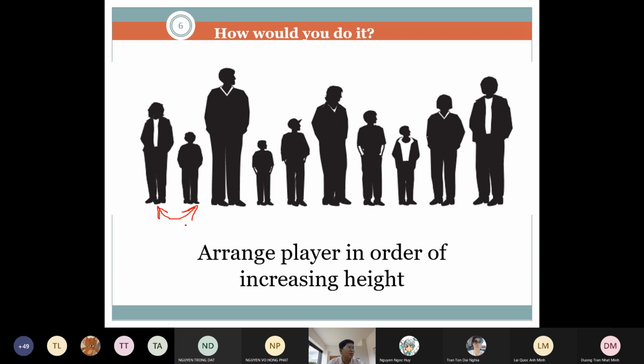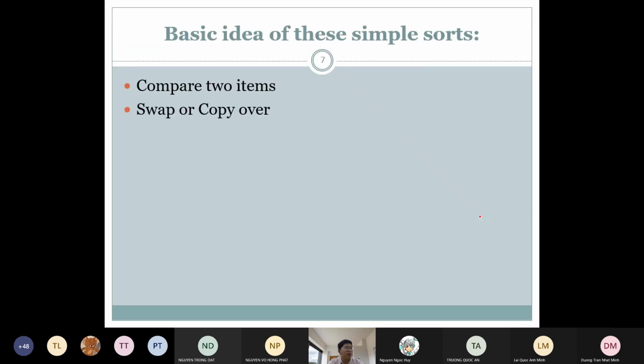And then we move to the second pair. Let's say the second will be this guy and this guy. If the one on the left is bigger than the one on the right, we swap. Otherwise, keep it like that. We swap again and again. Finally, we can move one item to the last position. This is the idea for this simple sorting algorithm.